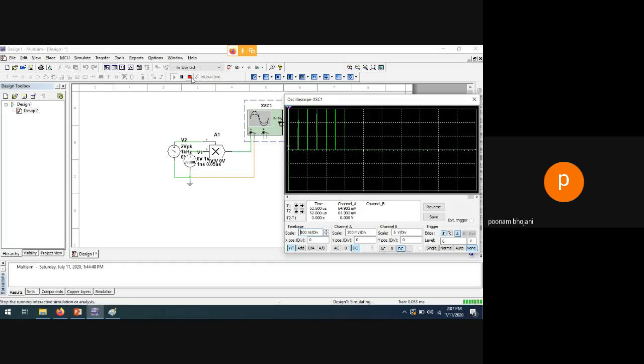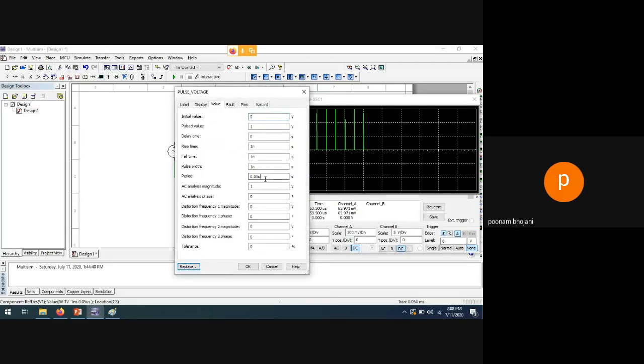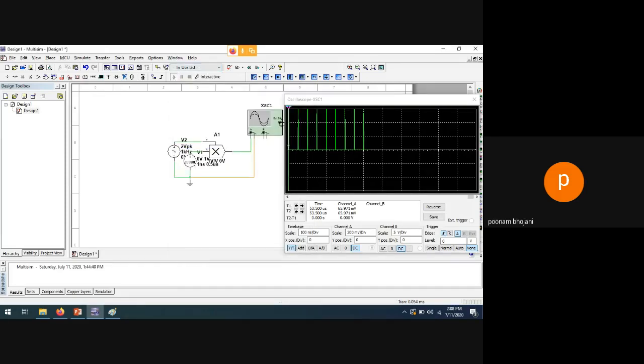Now let me change it. You will think about how I will change this period. I will tell you how you can change this. Don't worry, wait for some time. Now, if I change this period to, let's say, 0.5 microsecond, and now I run the circuit, then what will happen? Again, I am getting a spike.